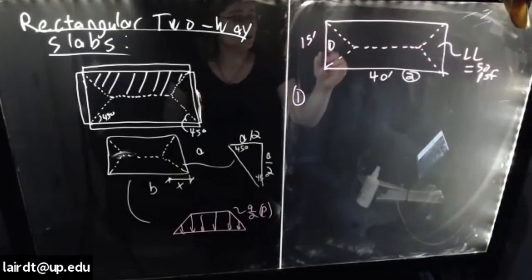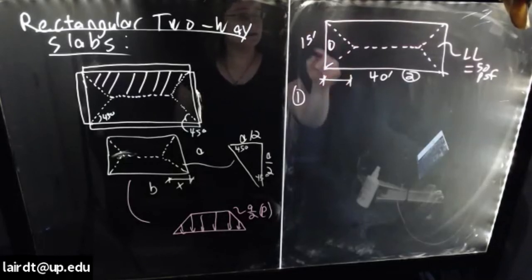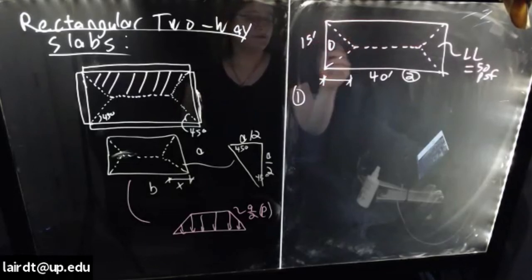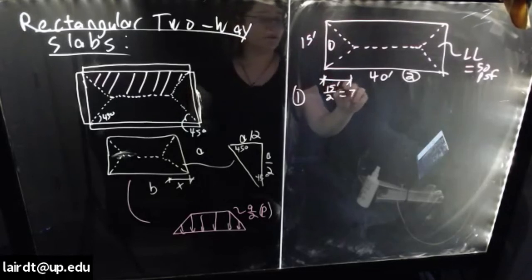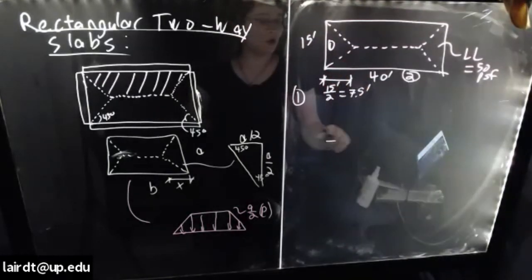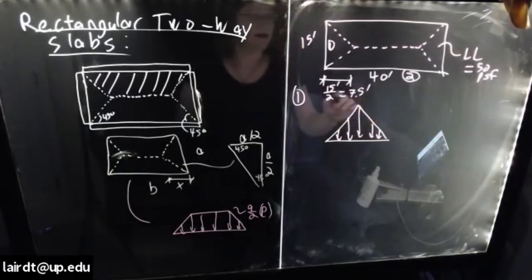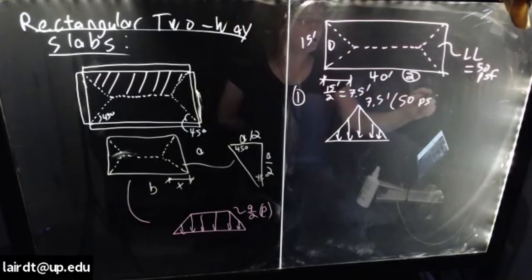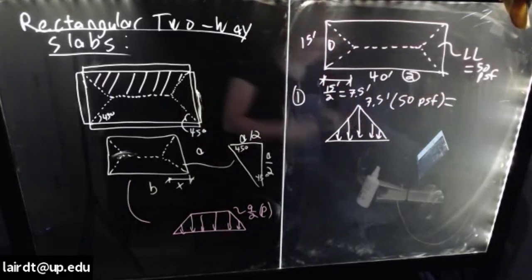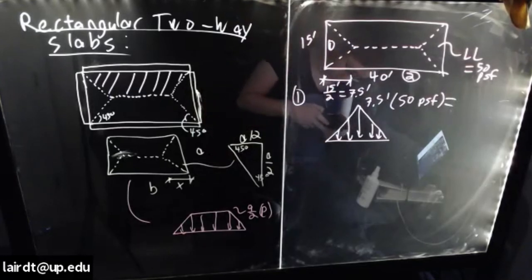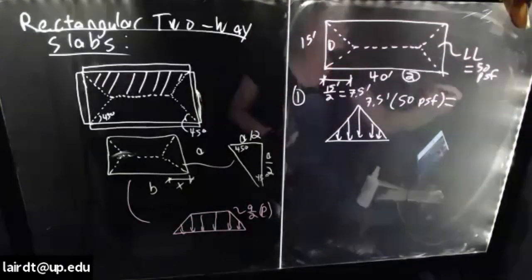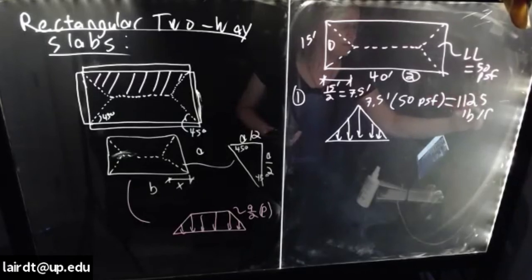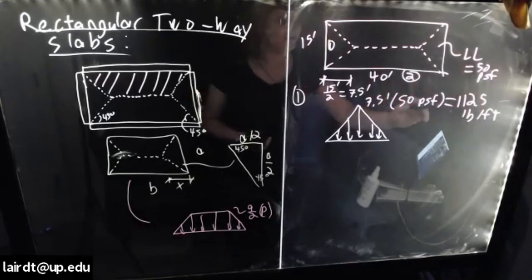Well, that one's fairly straightforward. We know that this dimension has to be 15 feet divided by 2, or 7.5 feet. So the load diagram for beam 1 would be something like this. We'd have a peak of 7.5 feet times 50 PSF, which comes to 112.5 pounds per foot. Again, notice the transition of units. We're going from a load per area to a load per length along the beam.